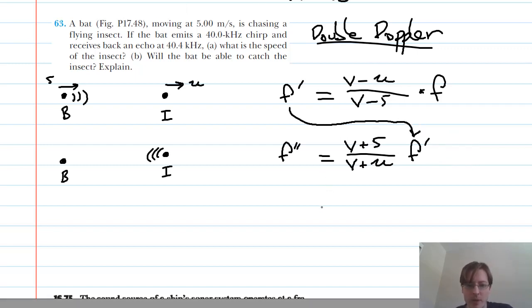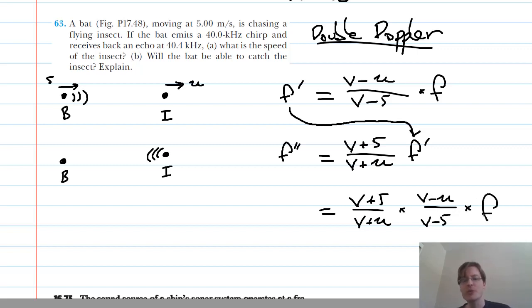So it's v plus 5 over v plus u. That's the shift on the way back to the bat, multiplied by the shift on the way into the insect, which is v minus u over v minus 5. It's that double Doppler factor times the original frequency that the bat will hear.